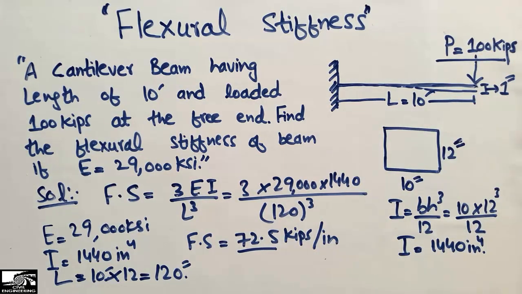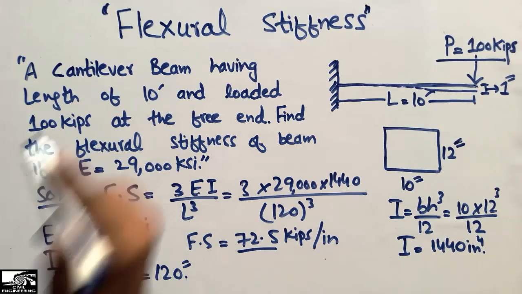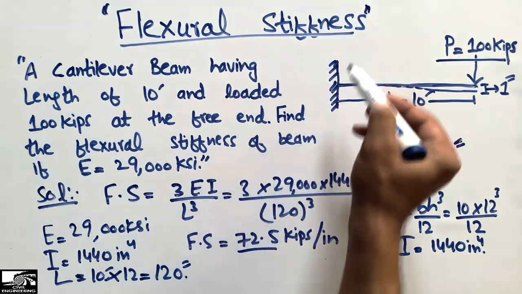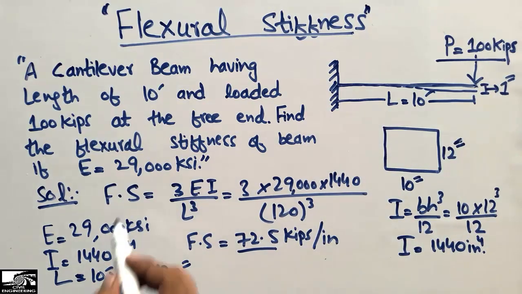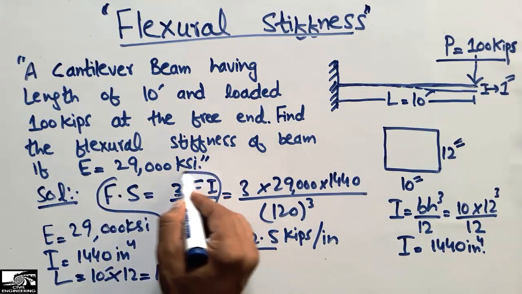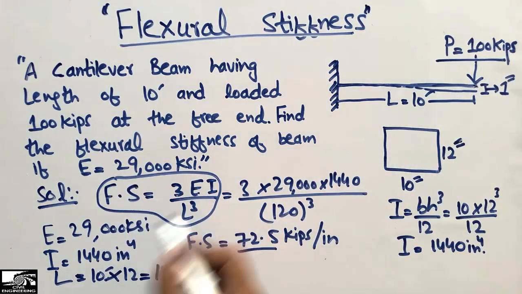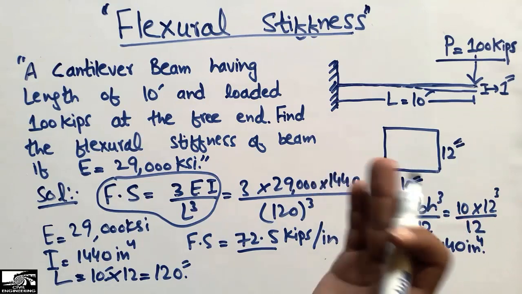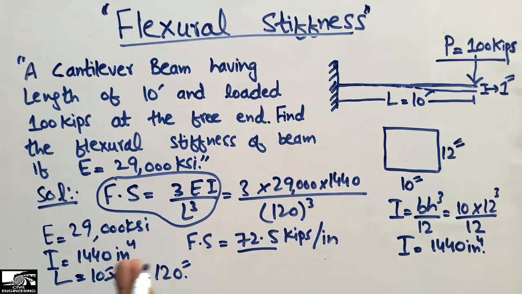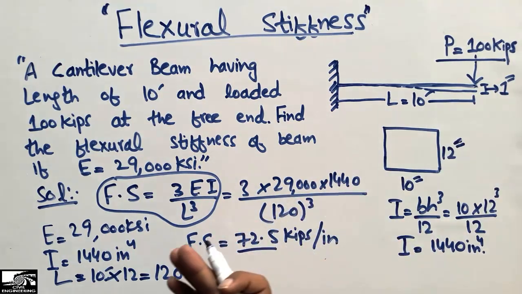So this was the topic about the flexural stiffness, how to find the flexural stiffness of a special type of beam, the cantilever beam having the load at the free end of the beam. This formula is valid only for the load acts on the free end of the cantilever beam. For the different scenario of the beam loading conditions, we have different flexural stiffness formula, so you will use the other formulas to find the flexural stiffness of the other types of the beam.